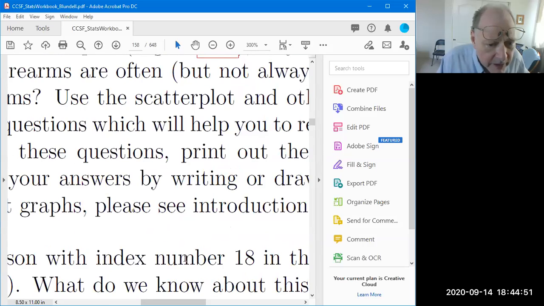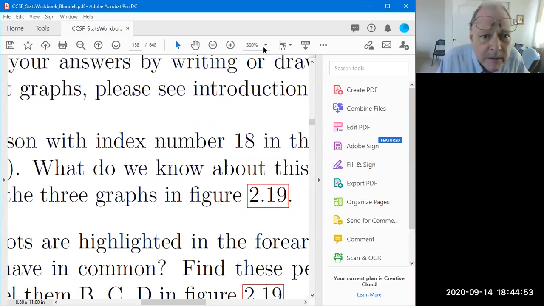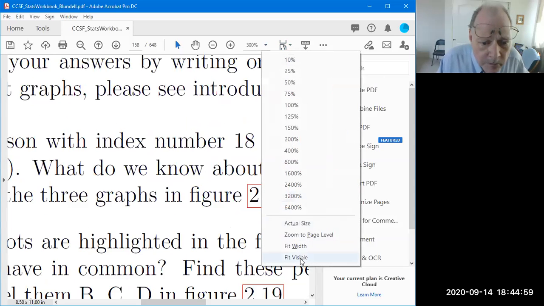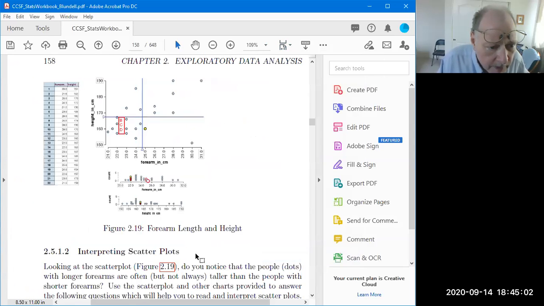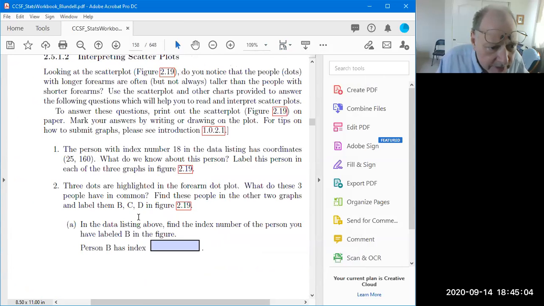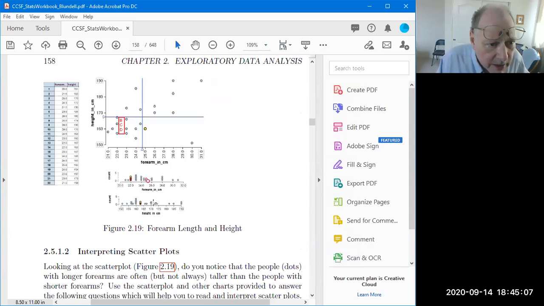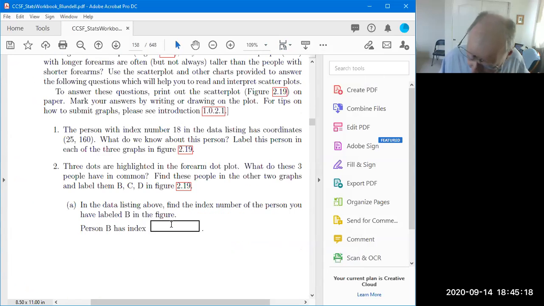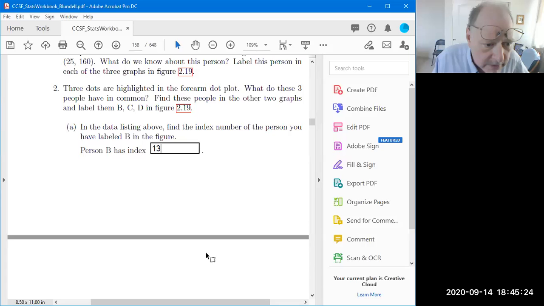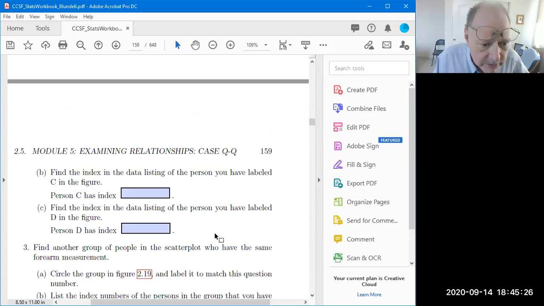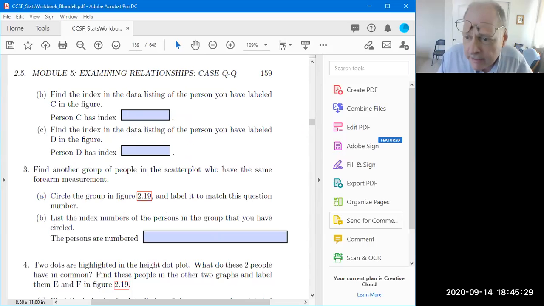So to come back over here, I find out person D was the shortest, and person B is the tallest. So that was the 167. So that was person number 13. The person B has index 13. You can work out the others.